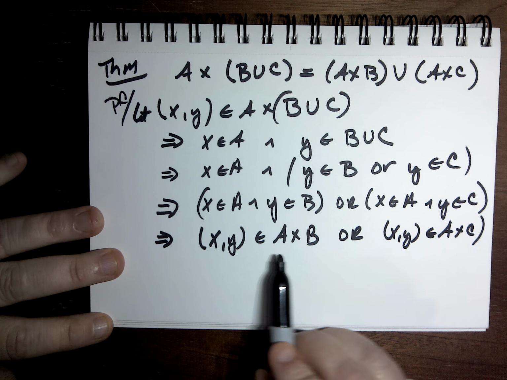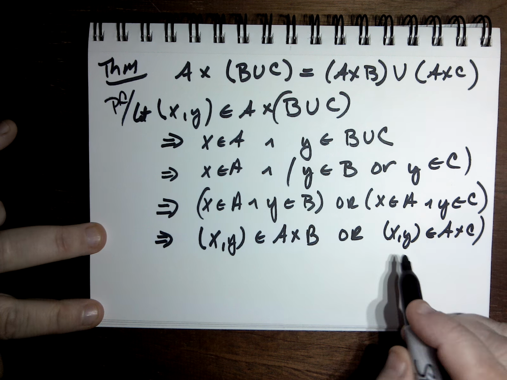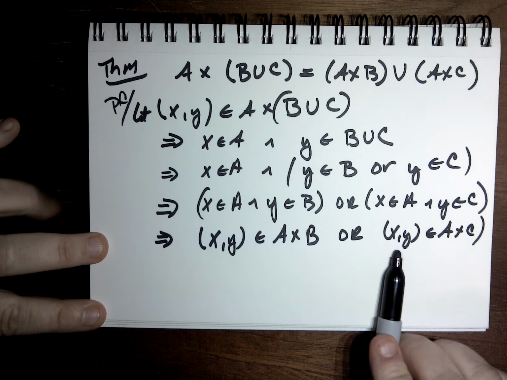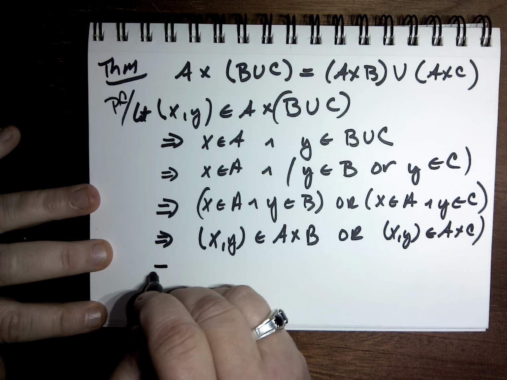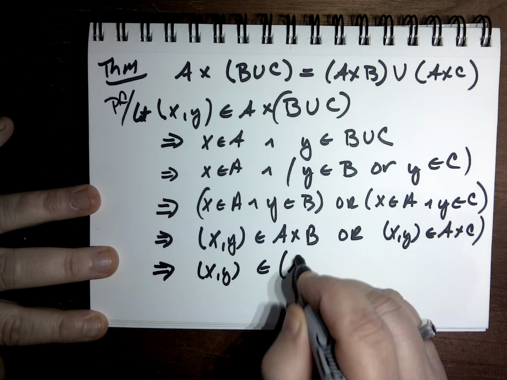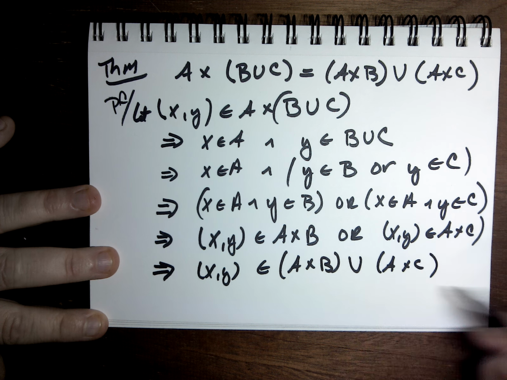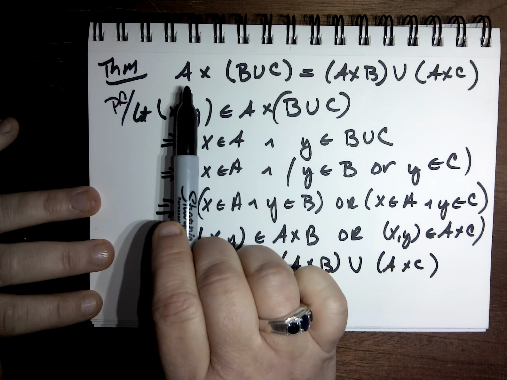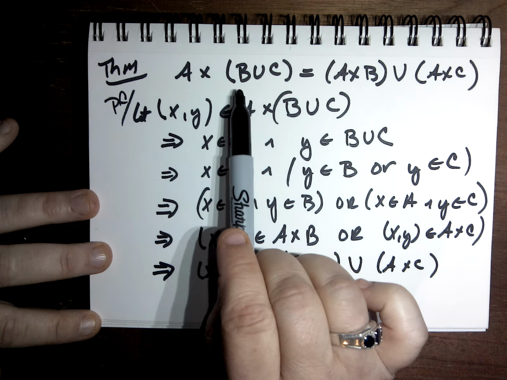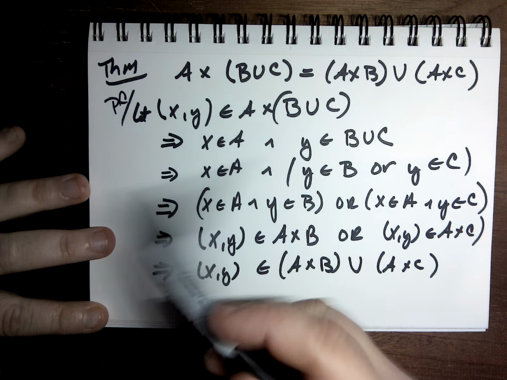Well, if (x, y) is in A cross B, or it's in A cross C, so think about this, I've got an element in one set or the same element in another set. That means it must be in the union. So I started with something on the left and ended up with something on the right. So officially, right now, I've shown that A cross (B union C) is a subset of (A cross B) union (A cross C). And I need to go the other way to prove the other subset.